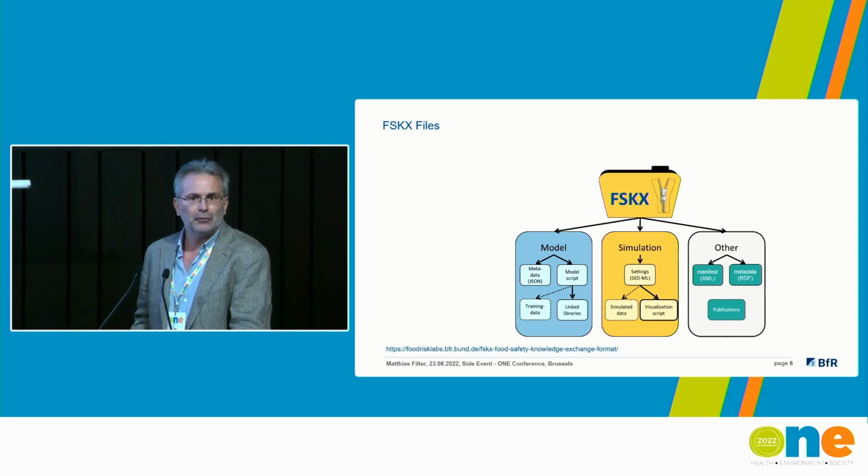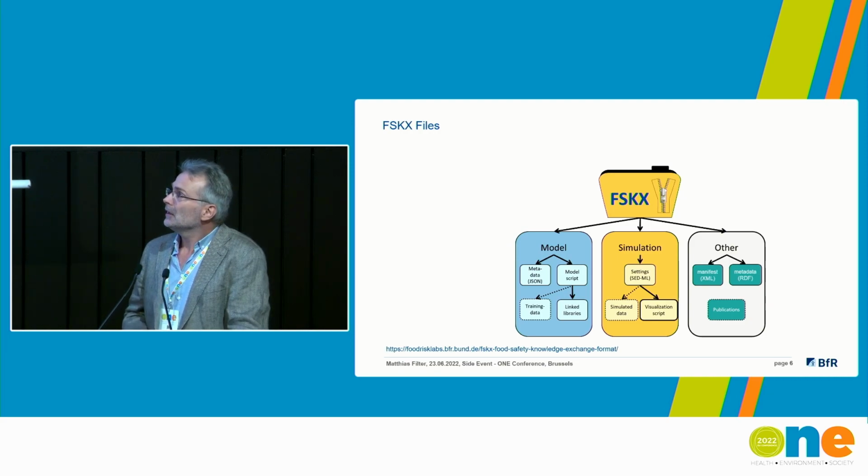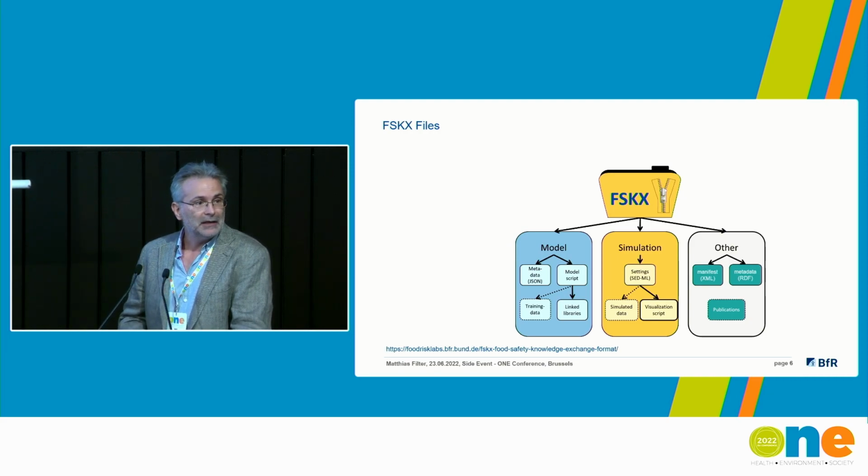And this is how it actually looks like. If you receive an FSKX file, you actually have a zip folder. It has a suffix FSKX. Inside you find more or less the information on three topics. One, of course, the model itself. It comes as an R code or whatever code. You can even provide the raw data if you want, and you can even provide the linked libraries that you source in your code.